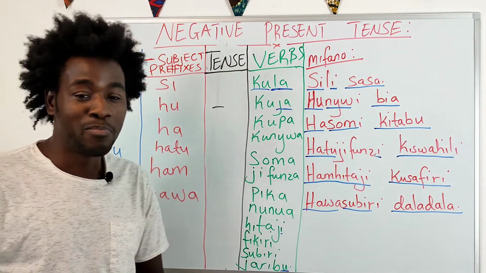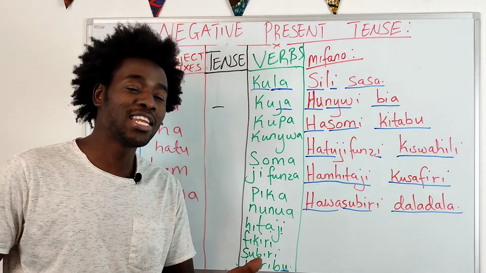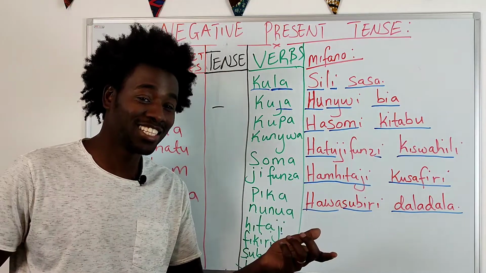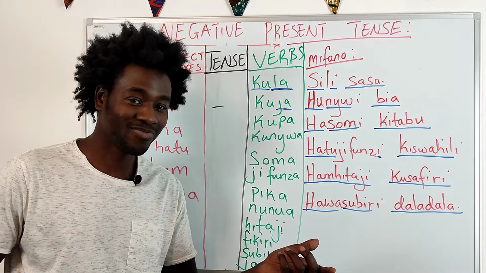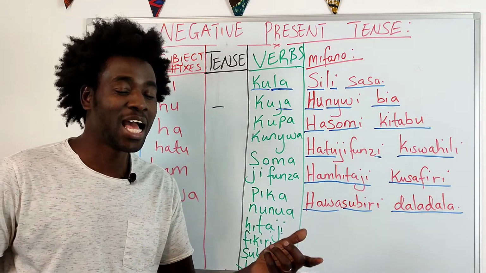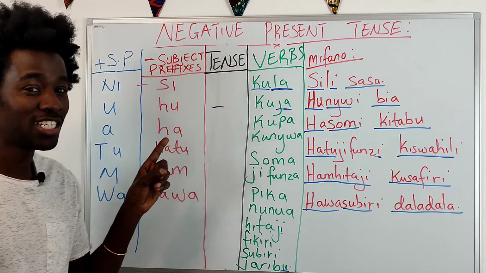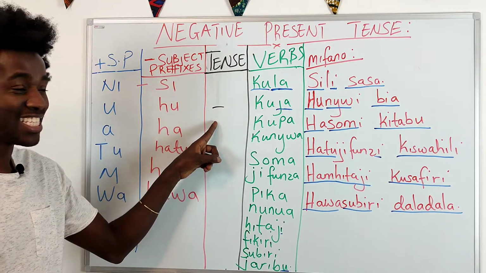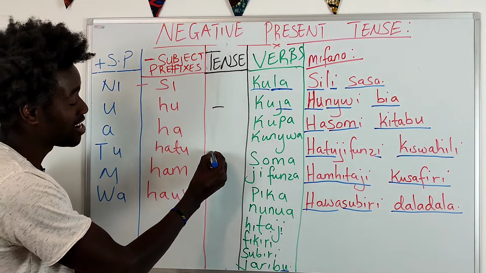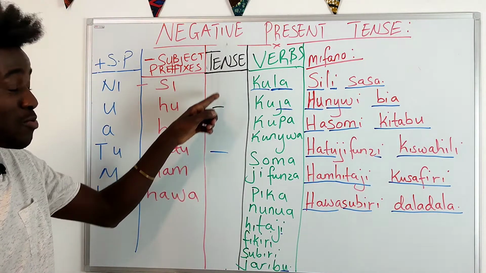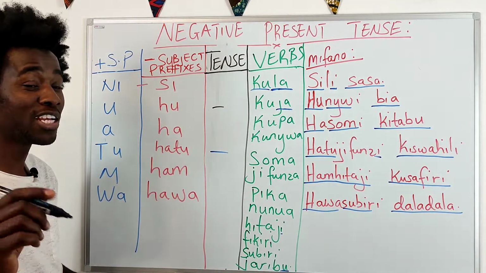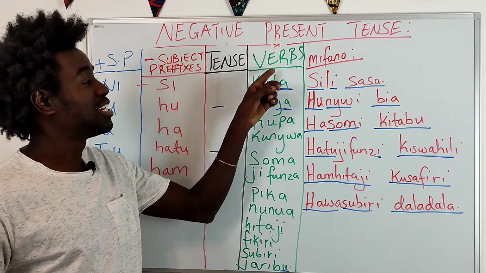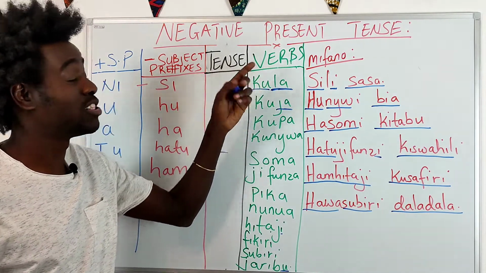And before we proceed, when you're constructing a sentence in Swahili, you need the tense, but only in this special case, which is the negative, you don't need a tense. That's why here I wrote nothing. So we skip the tense. I will explain later. And let us have a look at the verbs.